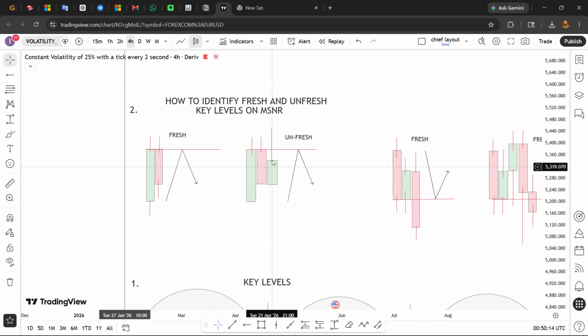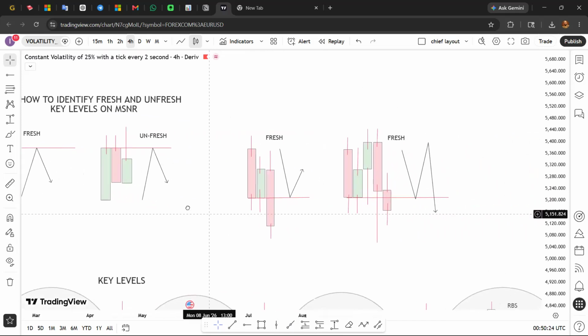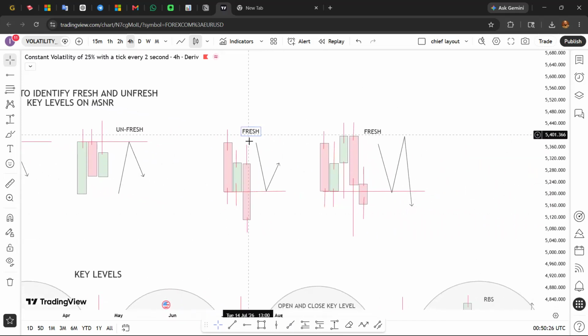The next candle came to wick it and closed below that level. As long as you're seeing a wick on that level, it means that that level has been used. So this is my second example for what? For a support. A support consists of a bearish and a bullish candle. This line here is a support.